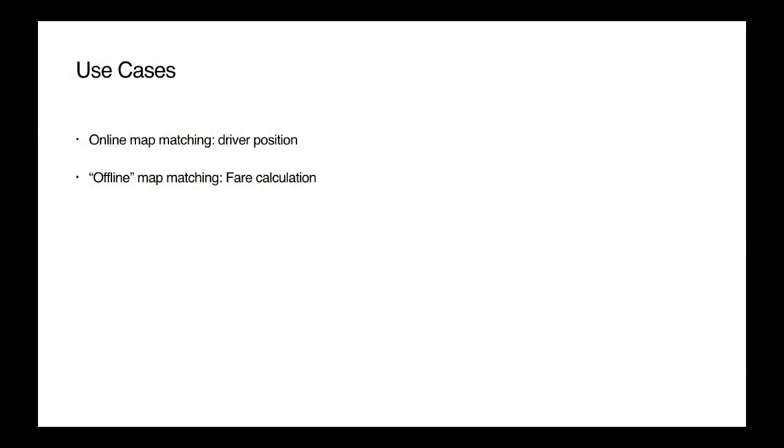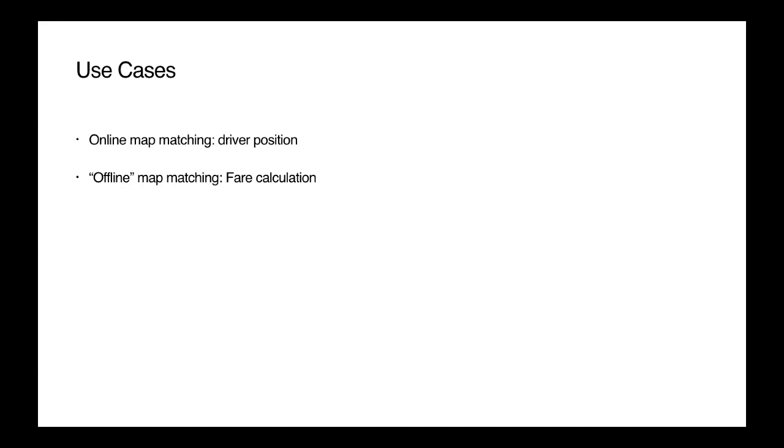At Uber, we use map matching for 2 main use cases. The first one is what I term online map matching, where we're constantly taking in the driver positions when they're online and ready to accept a trip or when they're on a trip. And we're producing accurate positioning information that's used by other systems to make better dispatch decisions.